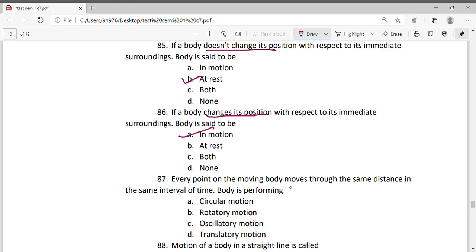Every point on the body moves through the same distance in the same interval of time. The body is performing translatory motion. I'll give you the explanation with a bicycle. If it is moving forward, all the parts, front tire and back tire, both will be covering the same distance in the same interval of time. So this is a translatory motion.